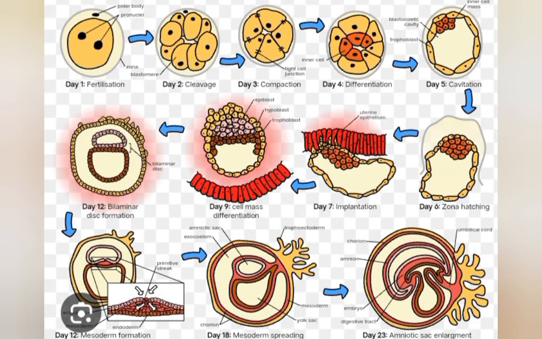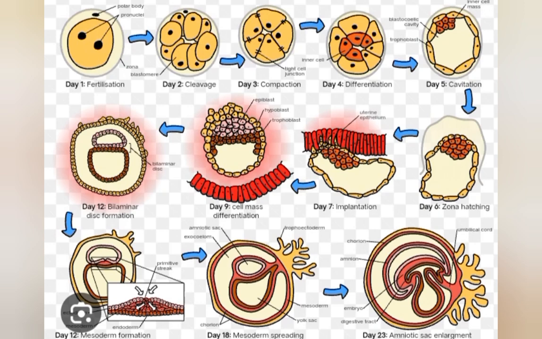Hello, in this video we will discuss the various stages in the pre-embryonic stage according to time. After fertilization, on day 1 there is formation of the two cell stage, that is the zygote. On day 2 there is formation of about 5 to 8 cells, which we call a blastula, and the junction between those cells is very loose.